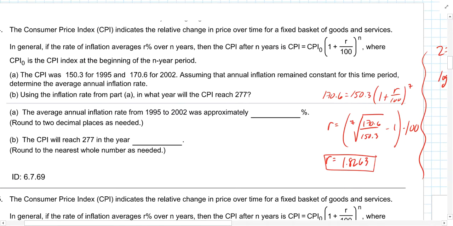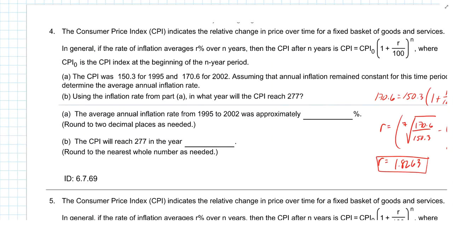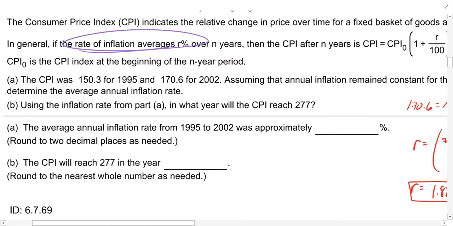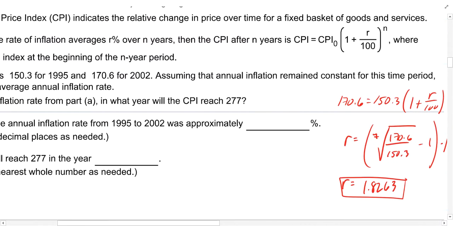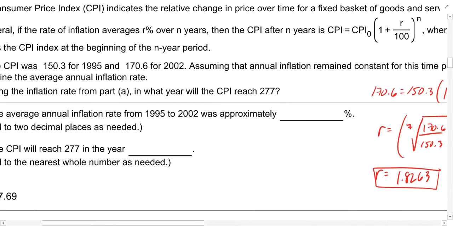For question number 4, this is similar to the problems that we saw a little bit earlier when we were talking about the average rate of inflation. But with number 4, we don't know the rate of inflation, and we're actually using the Consumer Price Index to determine that. And so we're told that the CPI, or Consumer Price Index, does indicate the relative change in price over time for a fixed basket of goods and services, or a collection of goods and services.